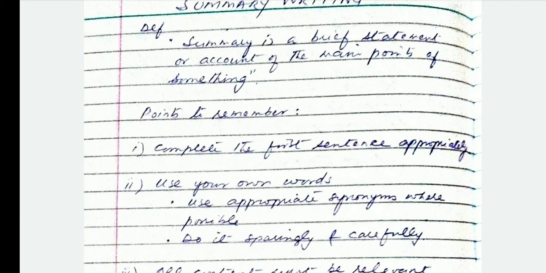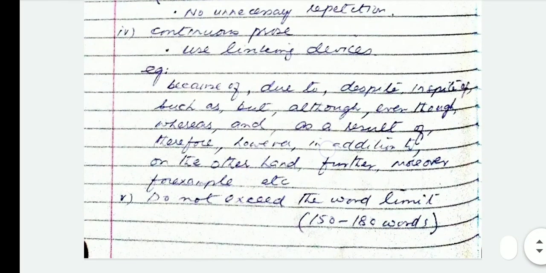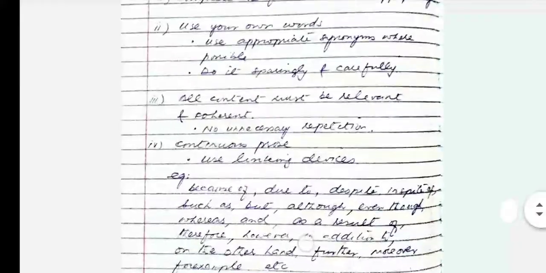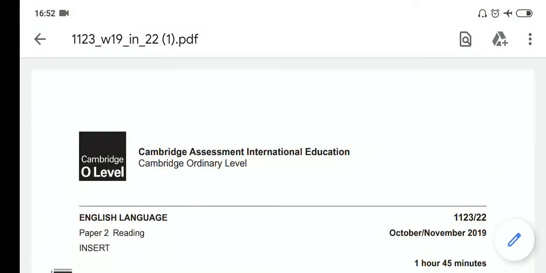I will be sending you the document of this as well, and now we will see the next paper that we are going to do today. This is the paper we are going to do.